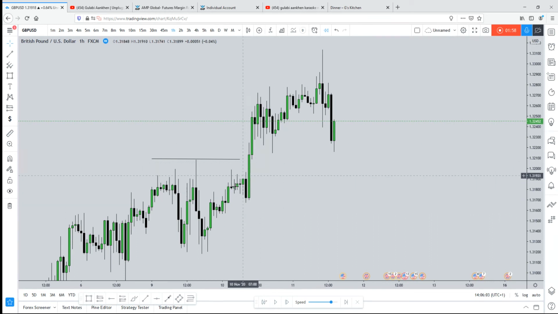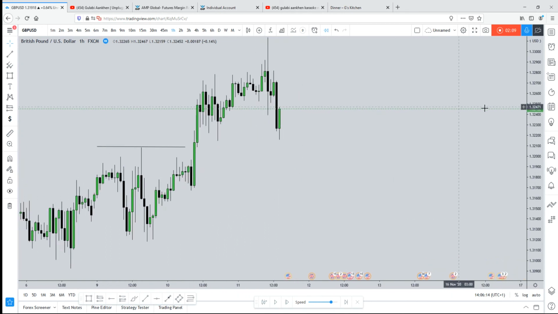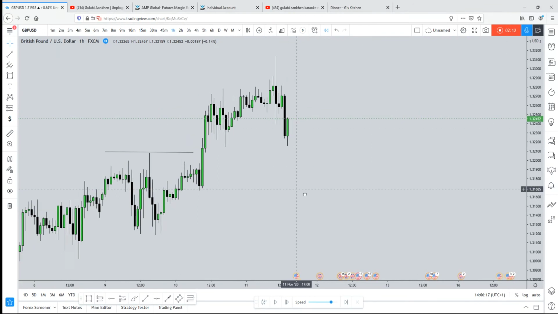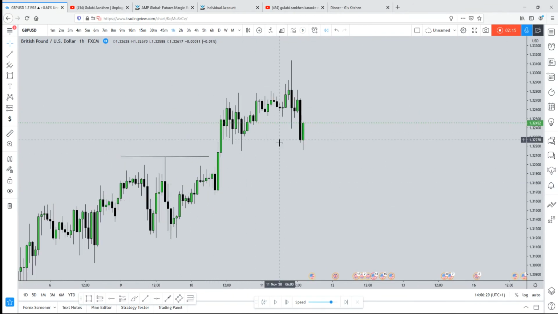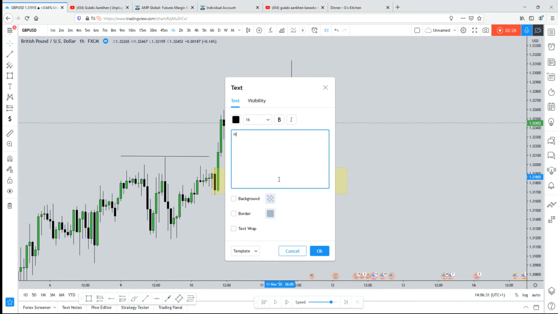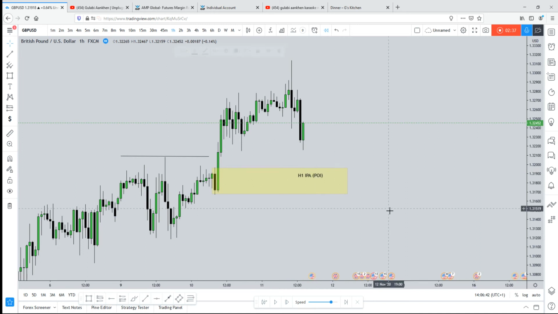So when an order block with an imbalance breaks the structure, that order block is a high probability order block the next time the price reaches it. This is the scenario now, and I'm waiting for the price to come to my order block. This is an H1 IPA, which you can mark as our point of interest, POI. So we are at this zone, we are waiting.